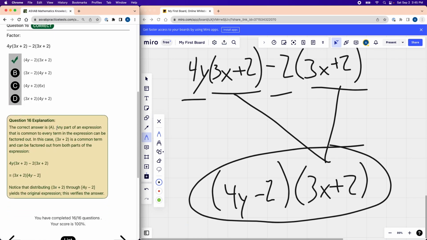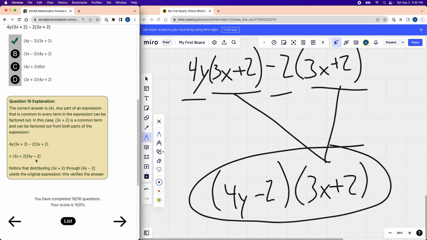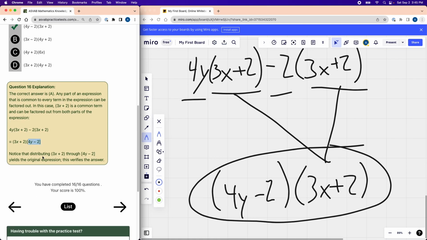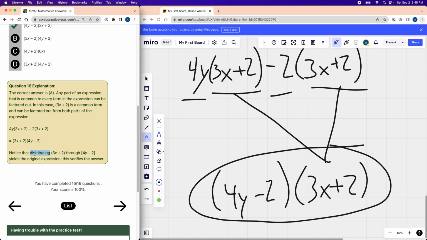And we see their explanation of it is any part of an expression that is common to every term in the expression can be factored out. So yes, like I said, we can just extract out the 3x plus 2 because it happens on both terms. In this case, the 3x plus 2 is a common term, and that can be factored out from both parts of the expression. And that just leaves us with that 4y minus 2 on the other side, since we had to distribute it all the way through.